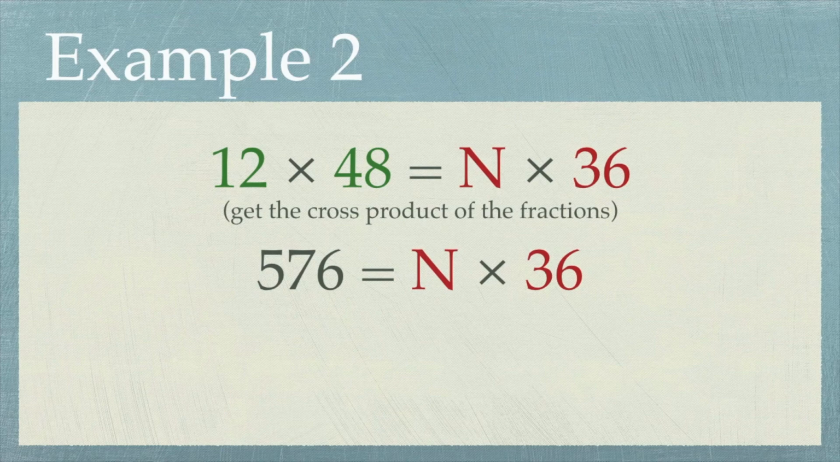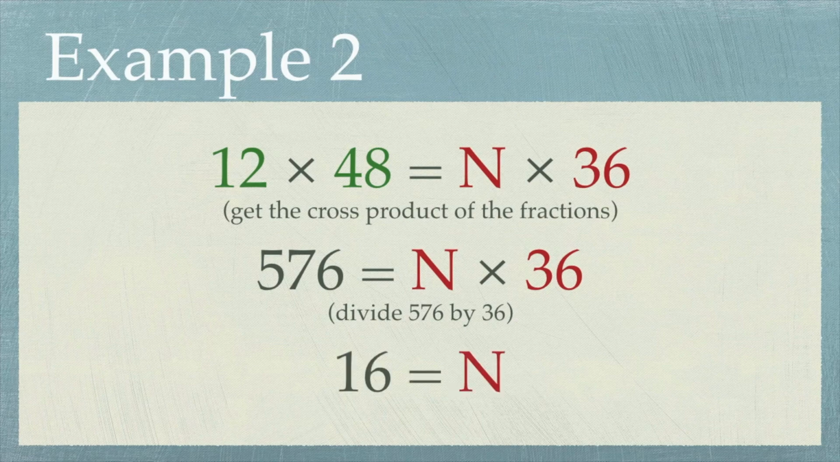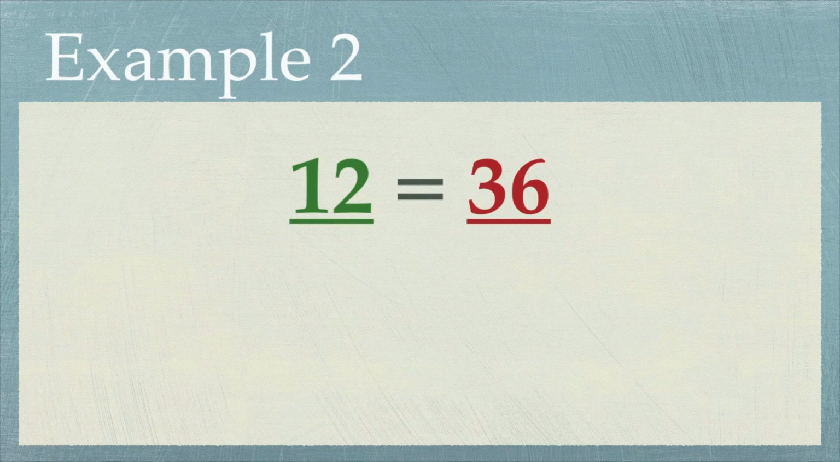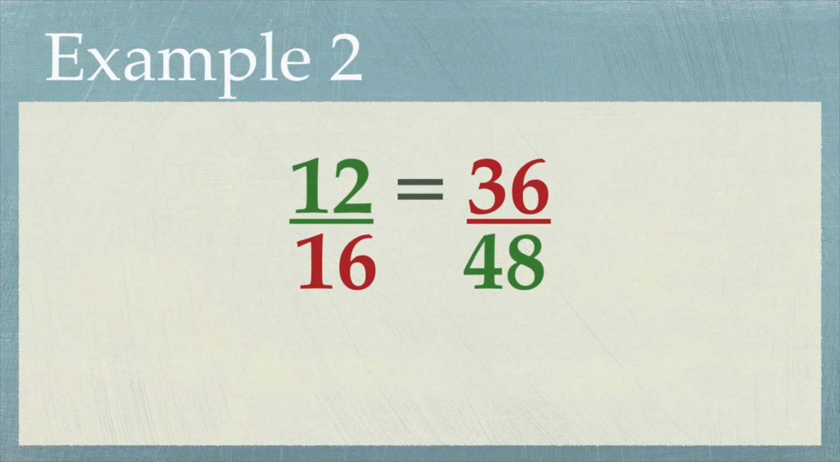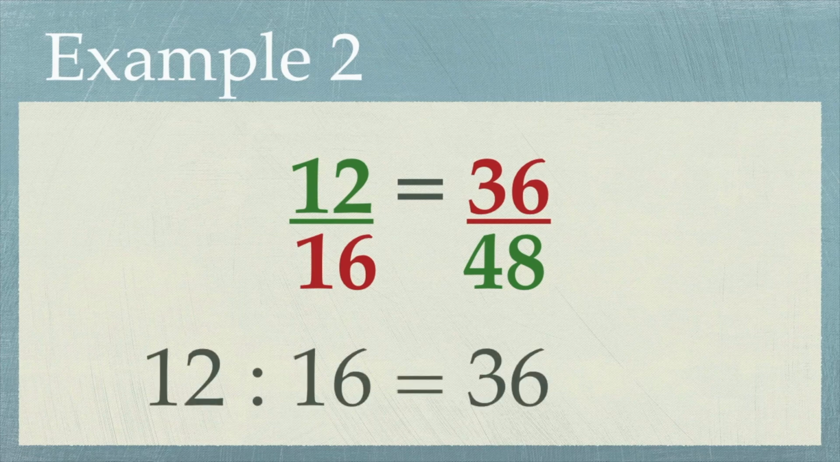Now, to find the missing value, you need to divide. So divide 576 by 36. 576 divided by 36 is 16. Therefore, 16 equals n. The missing value is 16. And now we will place it in our fraction. So 12 over 16 equals 36 over 48. And we write it in ratio: 12 to 16 equals 36 to 48.